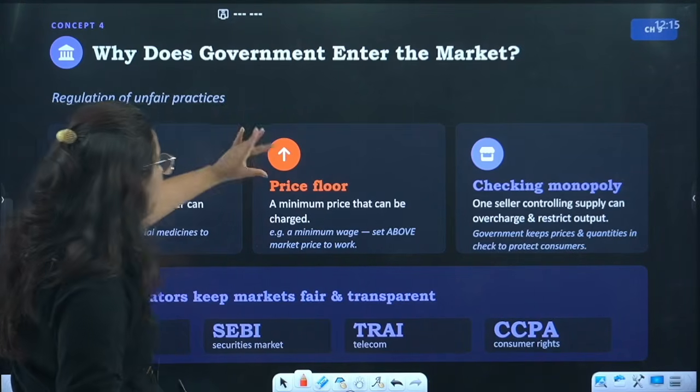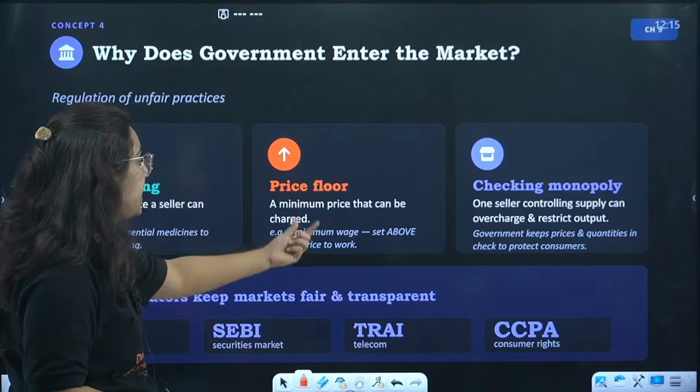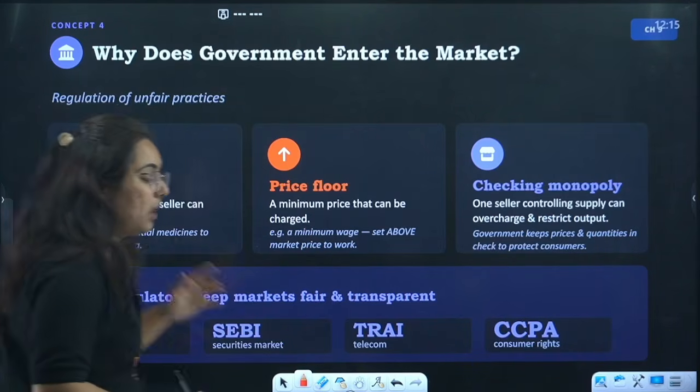Next is about the price floor, a minimal price that can be charged. Now what happens?